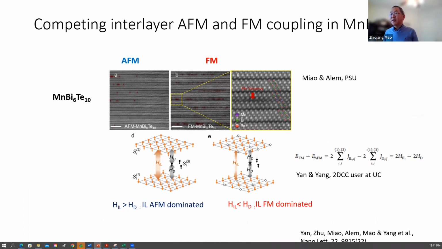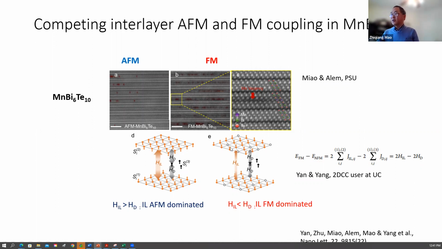So they compared the atomic images between the AFM and FM phases. In the FM phase, the data shows it has a lot of manganese vacancies on the manganese layer. Those red dots in this imaging represent manganese vacancies. In the sample with the AFM phase, the manganese vacancy is much less. And this we can understand, why the high density of manganese vacancies can favor the FM phase.